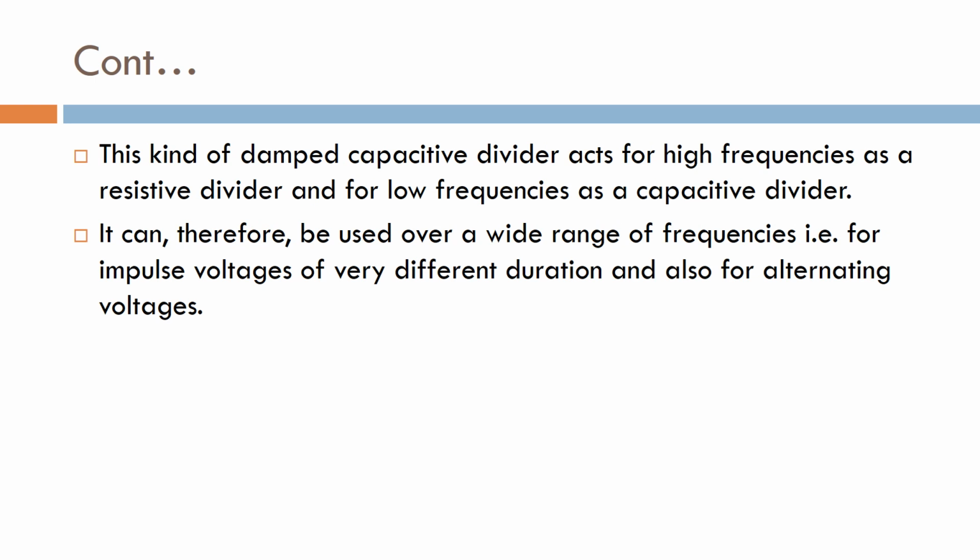This kind of damped capacitor divider acts for high frequency as a resistive divider and for low frequencies as a capacitive divider. It can therefore be used over a wide range of techniques for impulse voltage and alternating voltages of very different durations.